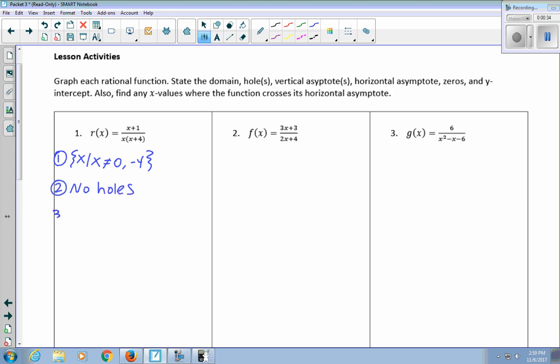because nothing cancels there. 3 is vertical asymptotes. Those happen any place where the denominator is 0. So at x equals 0 and x equals -4.